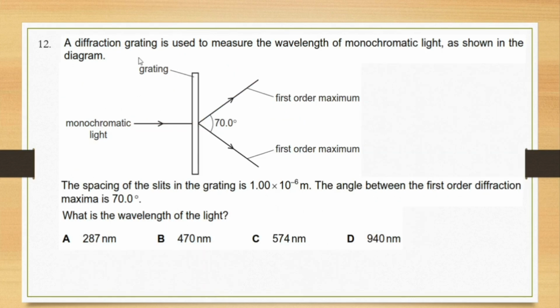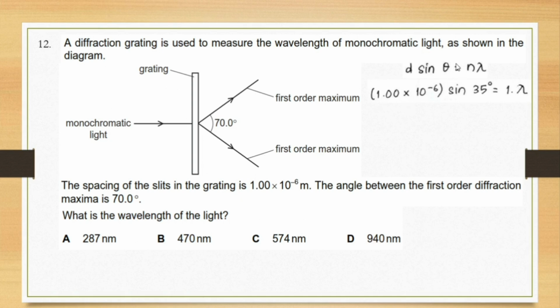Number 12, a diffraction grating is used to measure the wavelength of monochromatic light as shown in the diagram. You are given the spacing of the slits, 1 times 10 to the minus 6 meter, and the angle between the first order maxima, the diffraction maxima, is 70 degrees. So we want to find the wavelength of the light. The equation that we use is this: d times the sine of theta is equal to n lambda. This d is the spacing of the slits, so I have this.